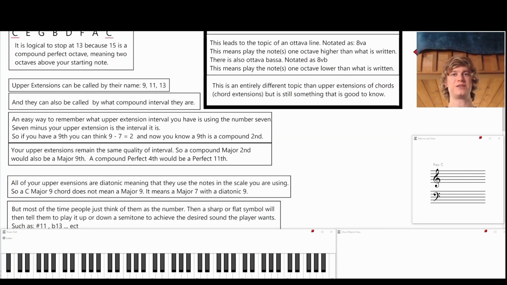Okay, now this just leads to the topic of an ottava line notated as 8VA. This means you play the note or notes 1 octave higher than what is written. There's also an ottava bassa notated as 8VB. This means you play the note or notes 1 octave lower than what is written. This is an entirely different topic than upper extensions of chords or chord extensions, but it's something that is good to know.